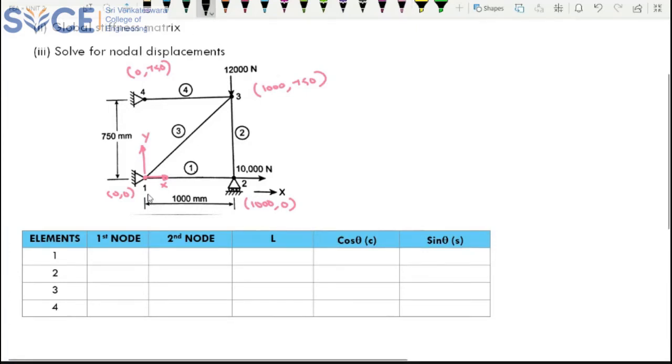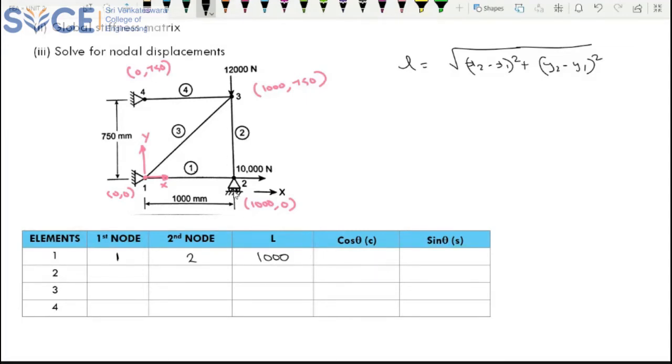For element 1, I will consider the first node as 1 and the second node as 2. So element 1 is connecting nodal points 1 and 2. What is the length? We have the formula: length is equal to root of (x2 minus x1) the whole square plus (y2 minus y1) the whole square. But there is no need to apply it when you have a horizontal or vertical element, so directly you can write that your length is 1000. So L is 1000. As we discussed earlier, element 1 is horizontal. In that case, you will have only cos theta and you don't have sin theta. So I get cos theta as 1 and sin theta as 0.